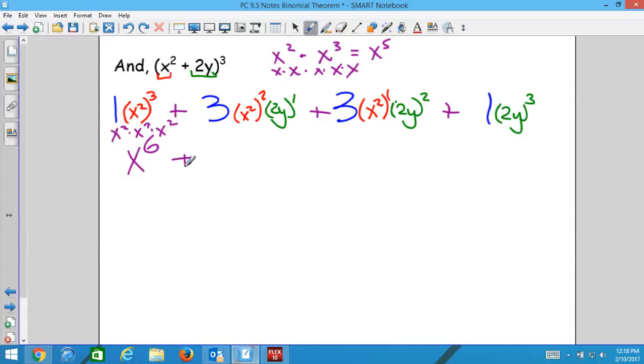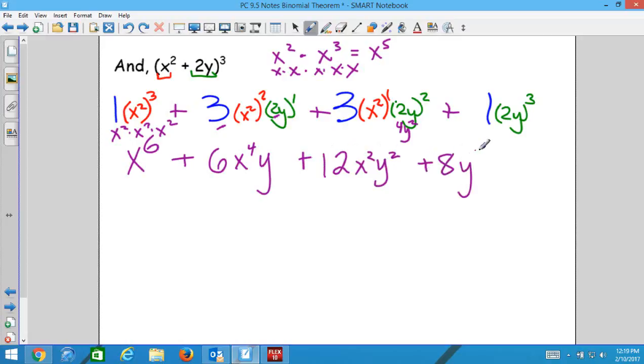All right, plus, then we're going to do 3 times 2, so 6, x to the 4, and then y. Yes, so 7. There's a 2 right here. There's a 3 right there. 2y to the first. The next one I have 2y squared, so I actually have 4y squared times 3, so 12x squared y squared. And then the last one will be 8y to the third.